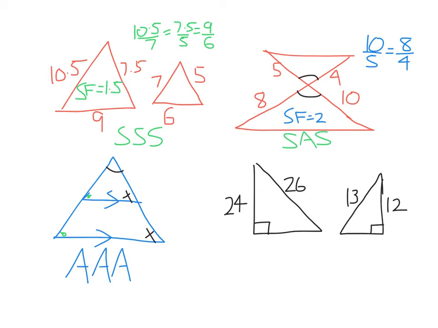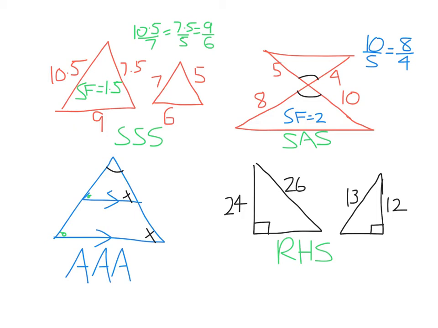So the last test is the RHS test. You can only use that for right-angled triangles. So please note, just because you have 2 right-angled triangles, it doesn't mean you have to use the RHS test. You could use one of the other tests.